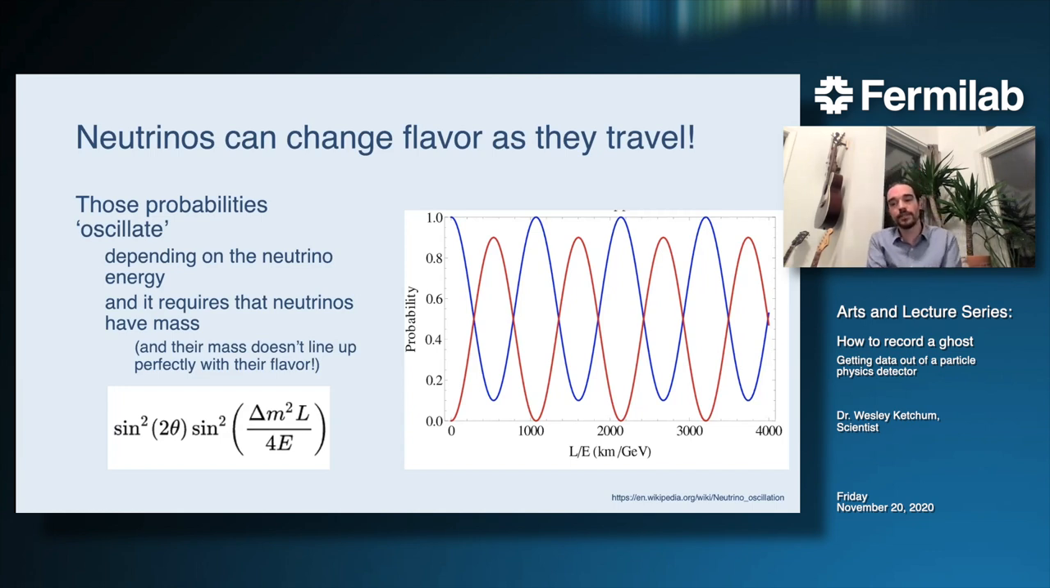And this neutrino oscillation pattern depends on the energy of the neutrino. And importantly, according to our theories, it requires that the neutrinos have mass, and in a kind of strange way, that their mass and their flavor don't perfectly line up. And so the oscillatory behavior is dependent on these differences in the mass states of the neutrinos, as well as how far they travel, the energy that they have, and some mixing parameter, some mixing angle of how much of different types of neutrino flavors belong to each of the different mass states.